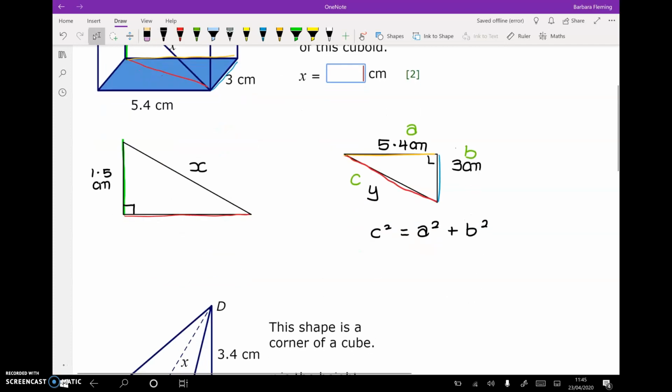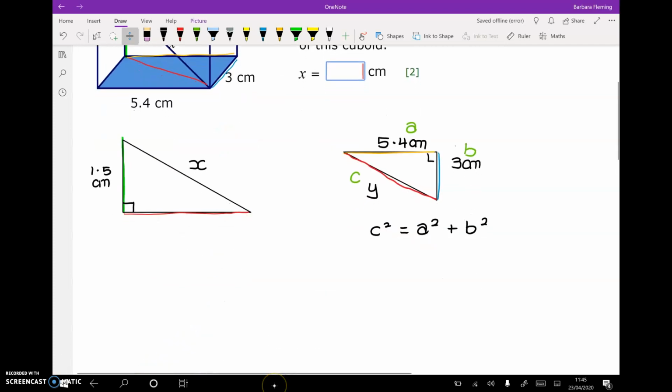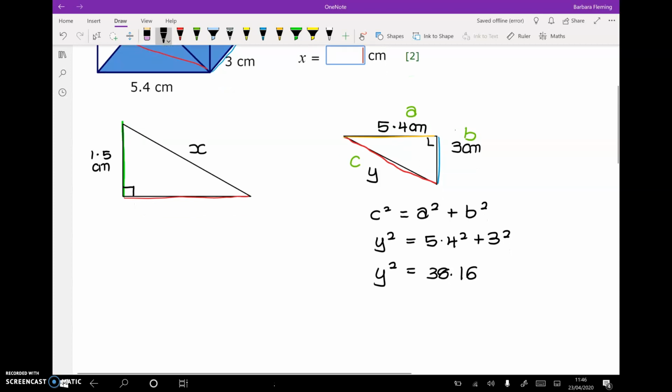And we slot in what we know. I'm going to give myself more room here. So in this case, y squared equals 5.4 squared plus 3 squared. So y squared equals, now you've got your calculator, so 5.4 squared, type that into your calculator, plus 3 squared equals, and my calculator gives me 38.16. So that's y squared. Y is going to be your square root of that.